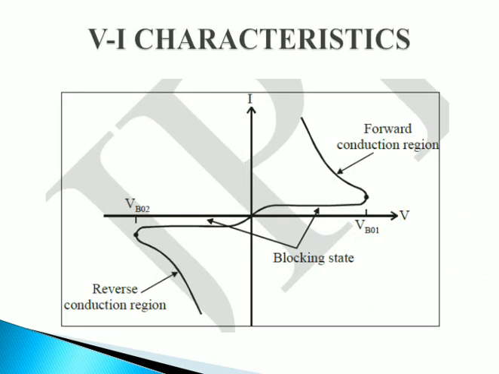You can see in the VI characteristics that as you increase the voltage, the current also increases. But after VBO, the current is increasing while the voltage is decreasing. That is what I explained in the previous slide.